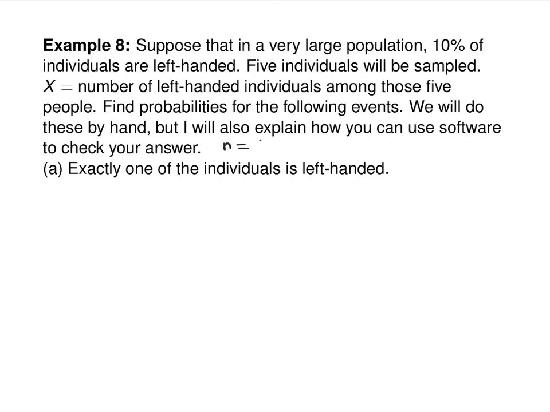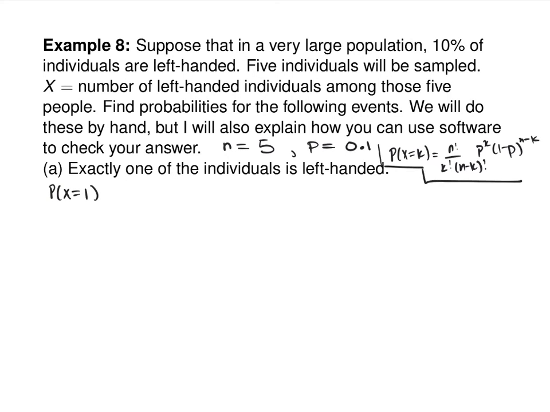So our number of trials is 5, because we talk about 5 people. And if success is finding a lefty, that happens with probability 0.1. Okay, the probability that exactly one of the individuals is left-handed. That's the probability that x is equal to 1. So remember our formula, probability that x is equal to k is n factorial over k factorial times n minus k factorial, times p to the k, times 1 minus p to the n minus k. So we're going to be using that.